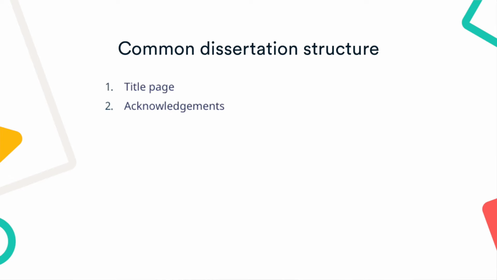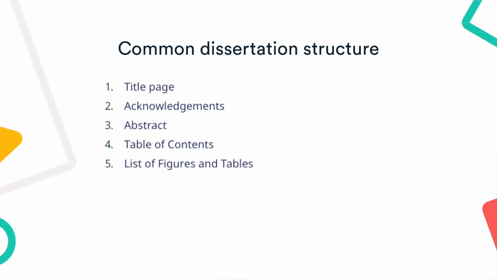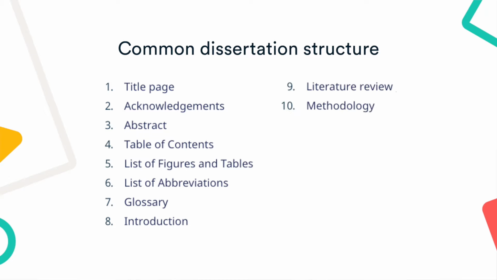Before we go into each section, let's take a quick overview of the elements that are included in a dissertation or thesis. Dissertations can take many different forms. You might include different chapters or use different headings depending on the type of research you're doing. But for empirical research in the sciences or social sciences, this is the most common structure. Title page, acknowledgements, abstract, table of contents, list of figures and tables, list of abbreviations, glossary, introduction, literature review or theoretical framework, methodology, results, discussion, conclusion, reference list, appendices.